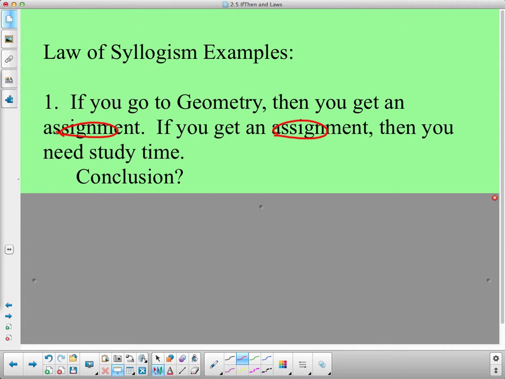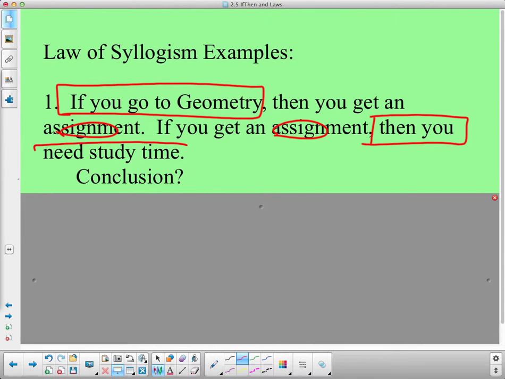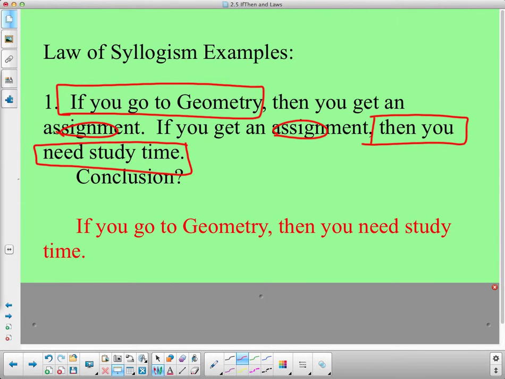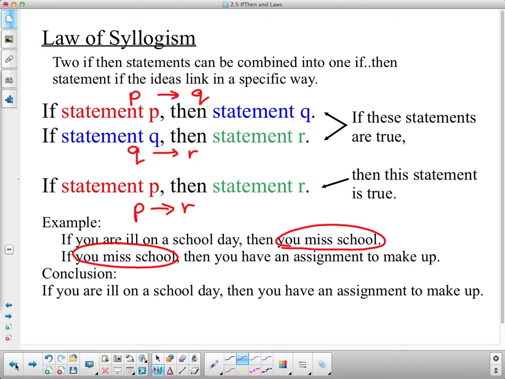What's the P part? If you go to geometry, you get an assignment. Then you need study time. Okay, what we're saying is by syllogism, that assignment fact, conclusion, hypothesis connects it, and you can leave it out. P then Q.